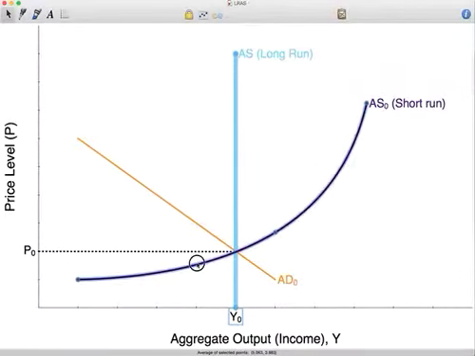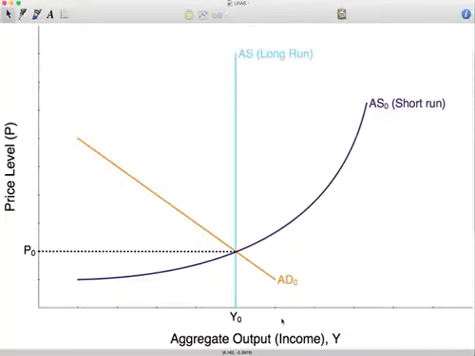In the short run, we are going to have the intersection of aggregate supply and aggregate demand. That is going to be the short run equilibrium. But in the long run, you cannot deviate from the long run aggregate supply curve, which is vertical at the full employment output level. So make sure you remember that the income level associated with where aggregate supply is vertical is the full employment output level.